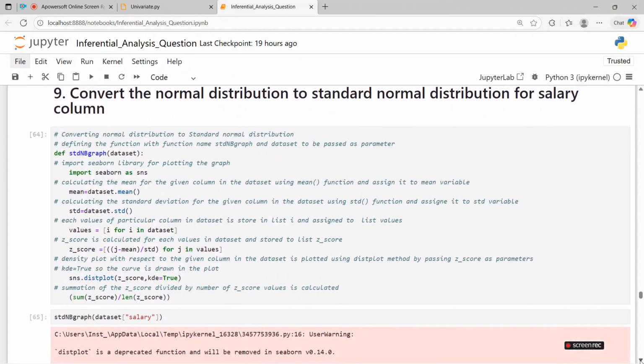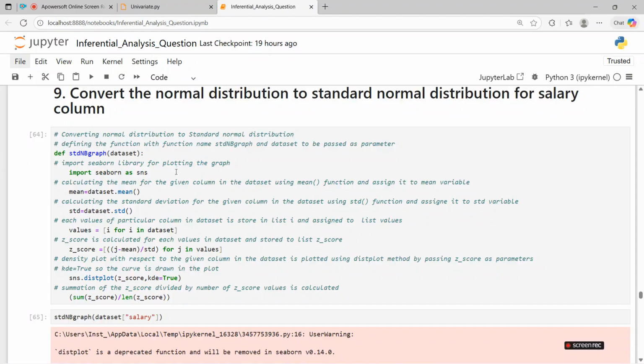The next question is, we need to convert the normal distribution to standard normal distribution for salary column. Here we have a function. We have written a function std_n_graph. We are passing the data set. So once we know that we need to do the standard normal distribution, it's nothing but we need to find the z-score. So z-score formula is x minus mean divided by standard deviation. So for that we need to have the mean value and standard deviation value.